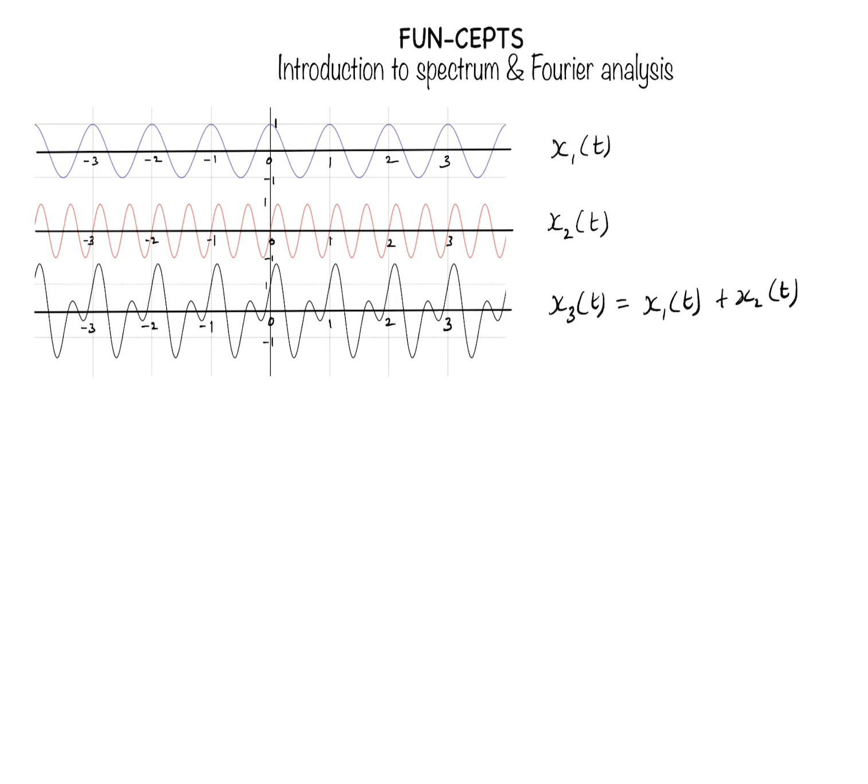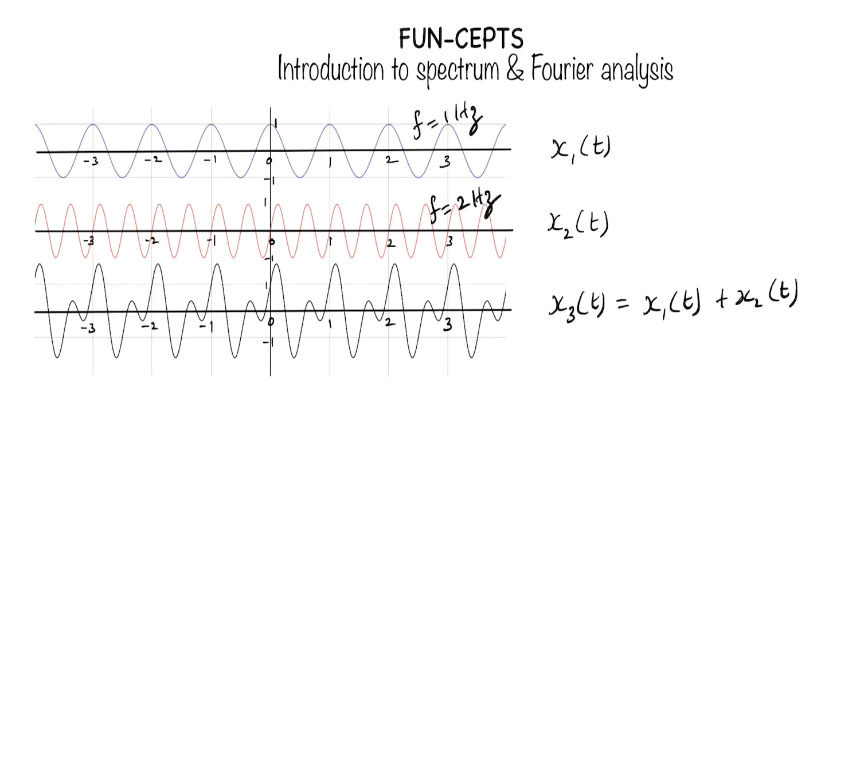Now if we look at the waveform for x1 of t, it is apparent what its frequency is. For example, it is completing one cycle in 1 second, so this is a frequency equal to 1 hertz. Similarly, if we look at the red waveform, which is x2 of t, it is completing 2 cycles in 1 second, so that corresponds to a frequency of 2 hertz. So f is equal to 2 hertz.